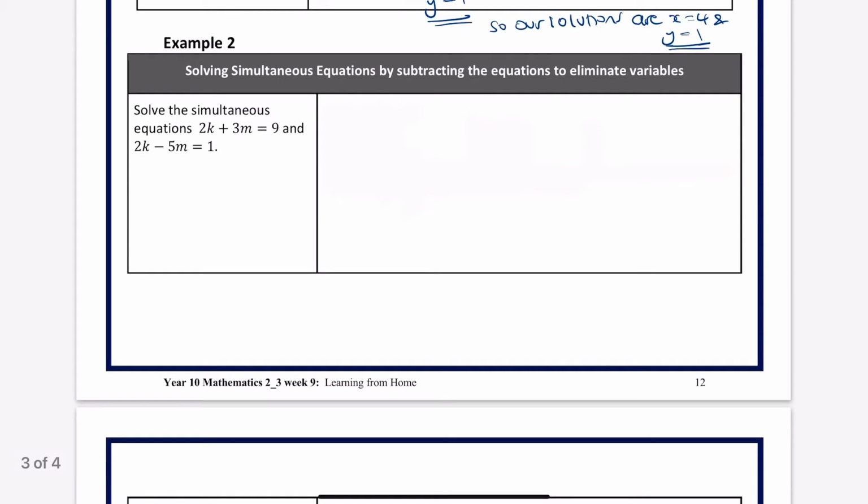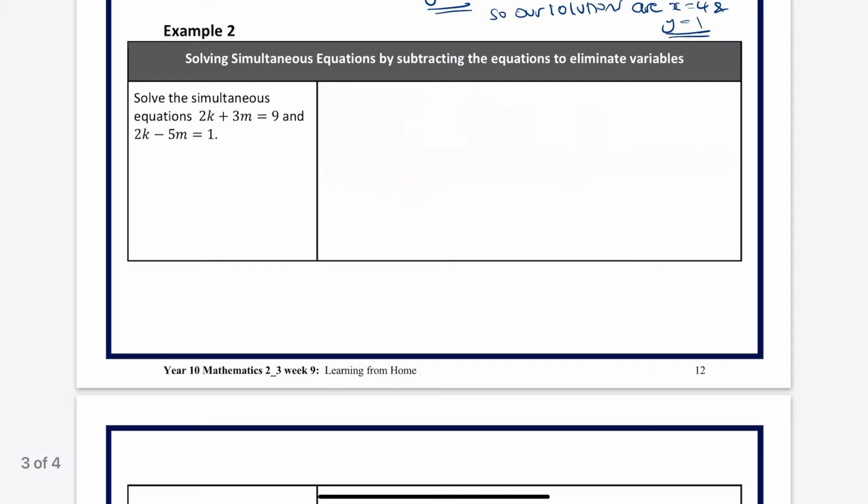So solve simultaneous equations by subtracting the equations to eliminate the variables. We need to solve the simultaneous equation 2k plus 3m equals 9. And 2k minus 5m equals 1. So this is our equation 1 and our equation 2. What you can tell from this is what variable has the same coefficient. As you can notice, these are different letters, and that's okay. We can solve for k and m the same way that we solve for x and y.